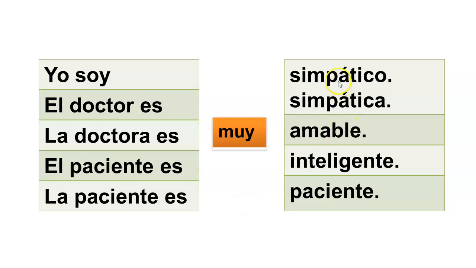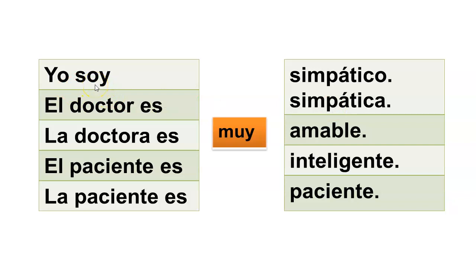And at this point, the only thing that we need to do is to add a word here on the right, which these are adjectives. So you can add an adjective to complete the thought. So if I want to say I am very nice, I would say, yo soy muy simpático. Now, there are two forms of the word for nice here. Simpático is when the subject is a male speaker. Simpática is when the subject is a female speaker for yo soy.